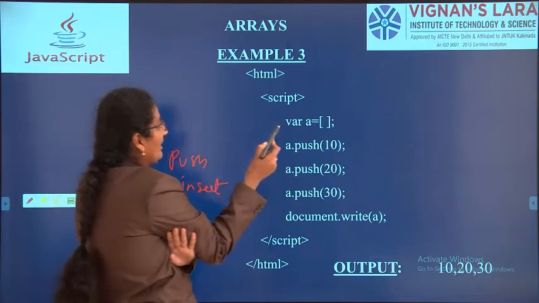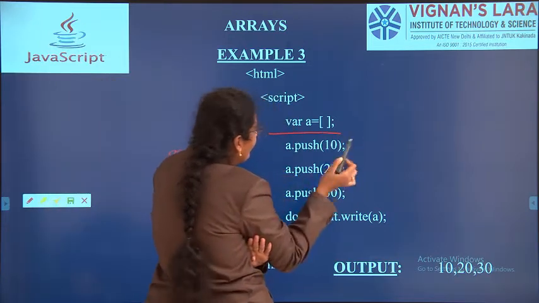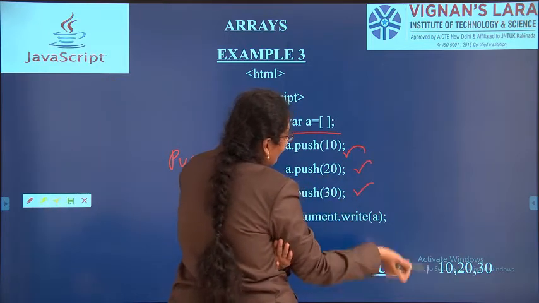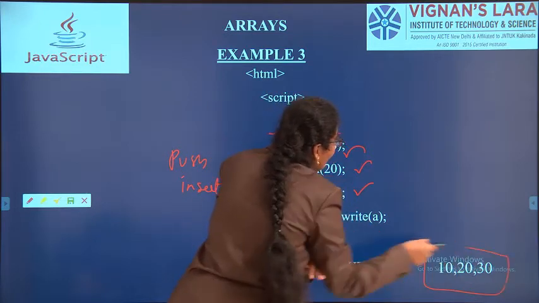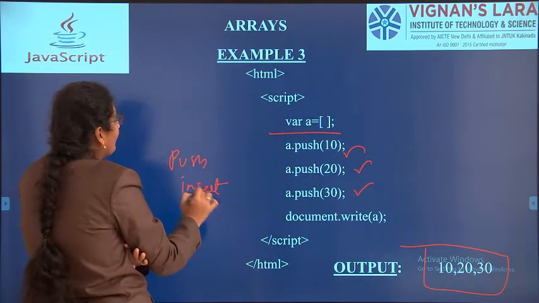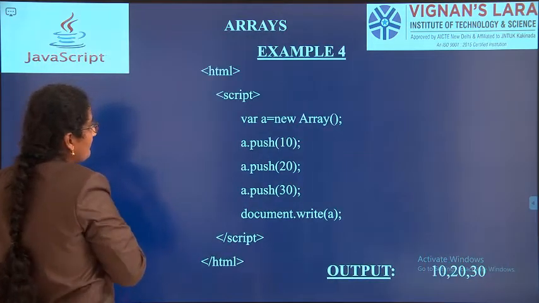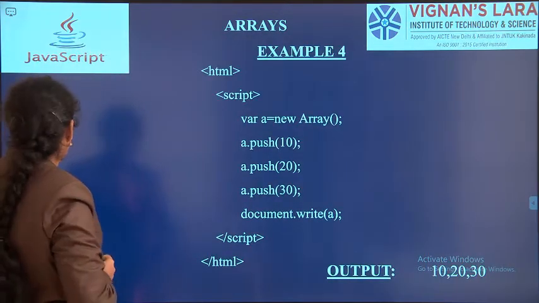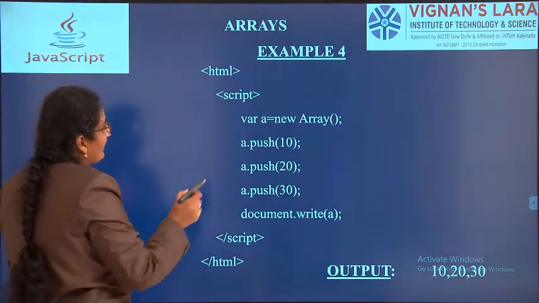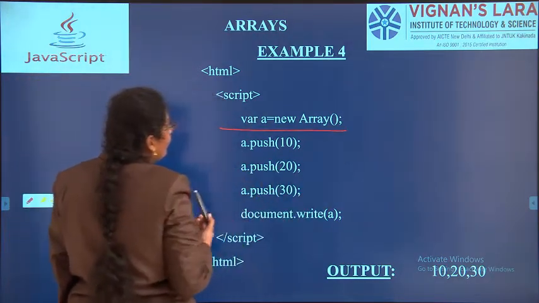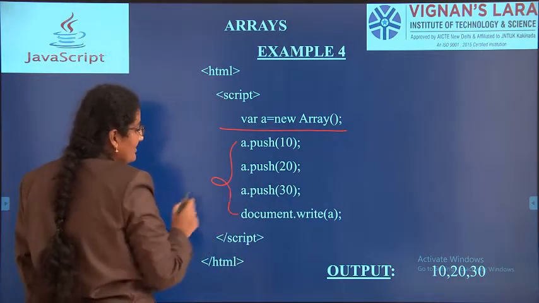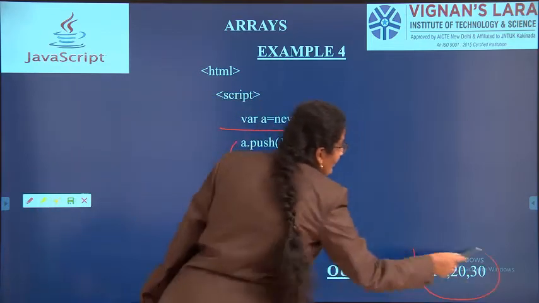So what have I taken? I have taken an empty array. In that I have inserted 10, 20 and 30. Finally the output also will be the same. So push is the word used to insert. Pop is the word used to delete. So this is also another example. I have taken a new array, in that new array I am pushing the elements, and finally I am printing those elements.